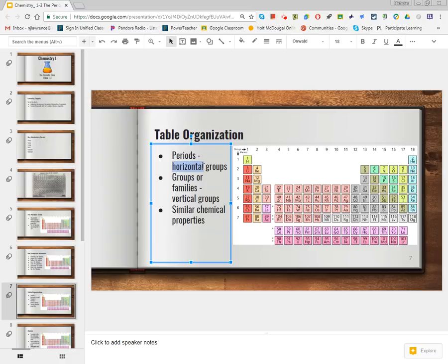When you look out over the ocean, the horizon goes from the left to the right. So horizontal rows, or periods, go left to right, and the groups, or we could also call them families, go up and down. Each of the periods and groups have different characteristics that we can suggest and predict, and now we've even proven those different kinds of chemicals have similar chemical properties.